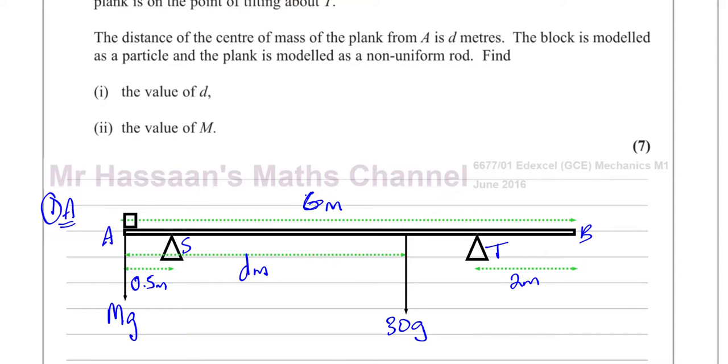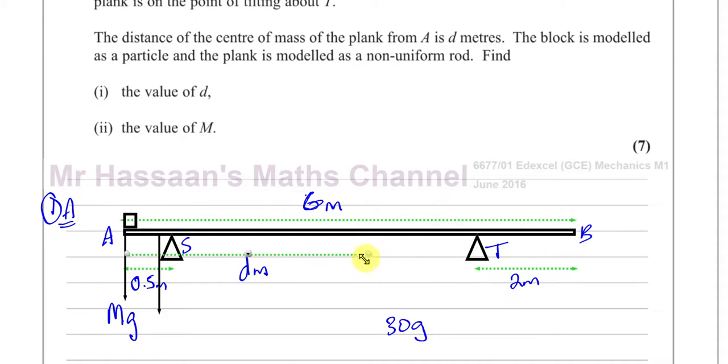When it's about to tilt, after it tilts, it will look something like this. This side will lift up. At the point where it's just about to tilt, it's on the point of tilting, meaning if you were to increase this mass or this distance any more, then it would start to tilt. If it's going to tilt about here, then the distance is going to be somewhere over here. This is where d is going to be if it's about to tilt.